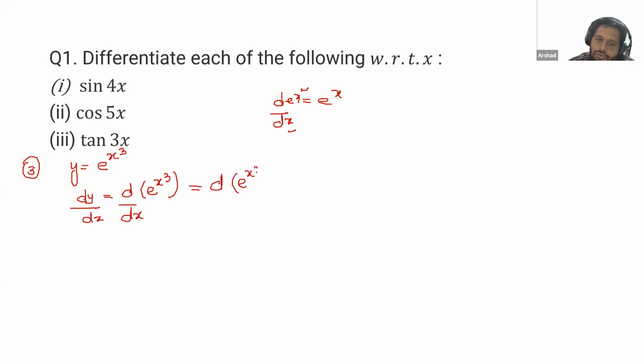When can we differentiate this? When this x and this are the same. So we will differentiate it with respect to x cube. Then we need to differentiate x cube with respect to x. So the exponential will remain the same. As you can see here, we didn't differentiate the exponent. So we will write e^(x cube), and here we will write 3x squared. Okay, so this is the final answer.